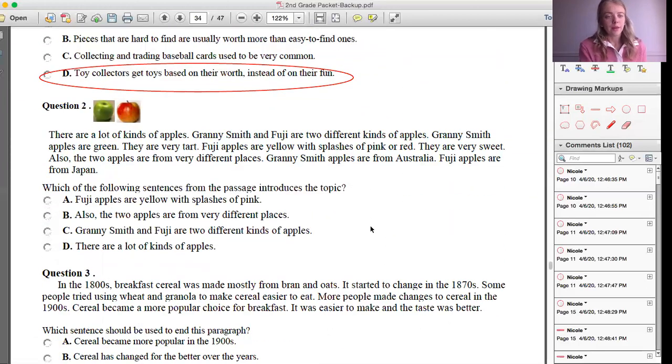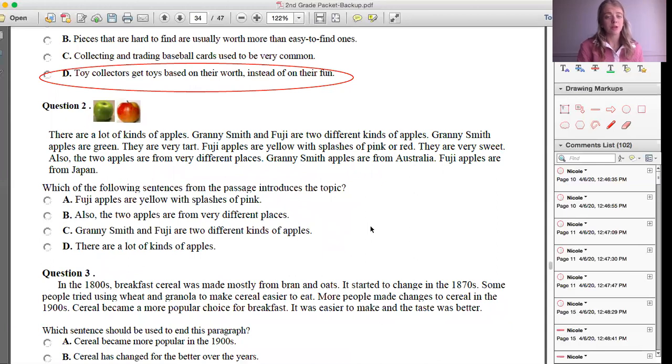Number 2, there are a lot of kinds of apples. Granny Smith and Fuji are 2 different kinds of apples. Granny Smith apples are green. They are very tart. Fuji apples are yellow with splashes of pink or red. They are very, very sweet.